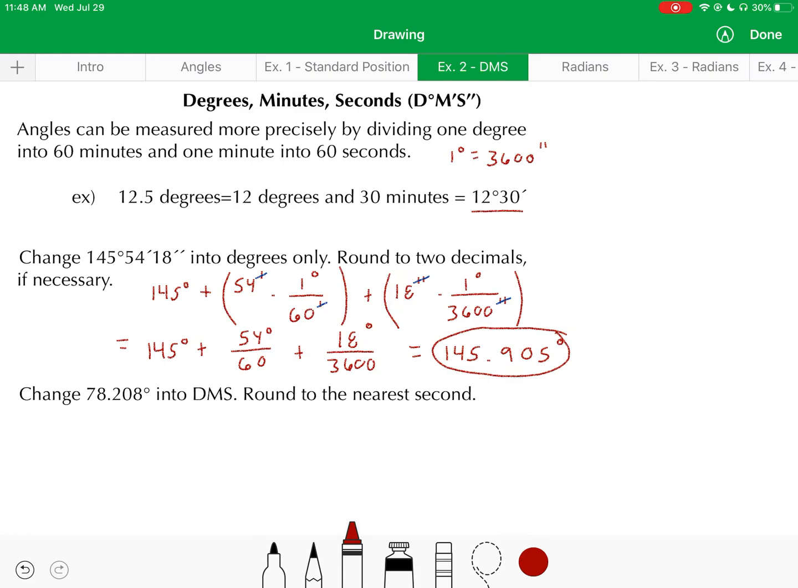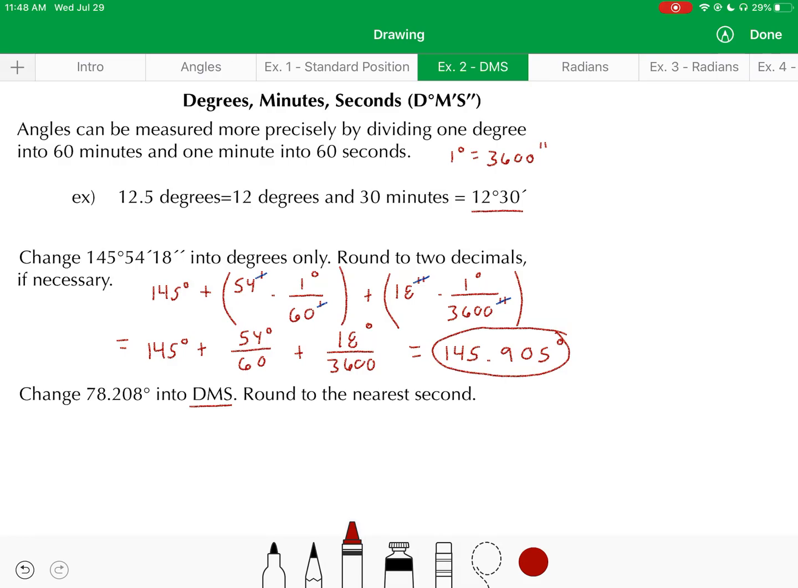All right, now let's go in the other direction. Here we have 78.208 degrees, and we want to convert it into degrees, minutes, seconds, and we're going to round it to the nearest second, okay? So really, I don't have to do anything with the whole number of this angle measure, so the 78, I can leave that alone.